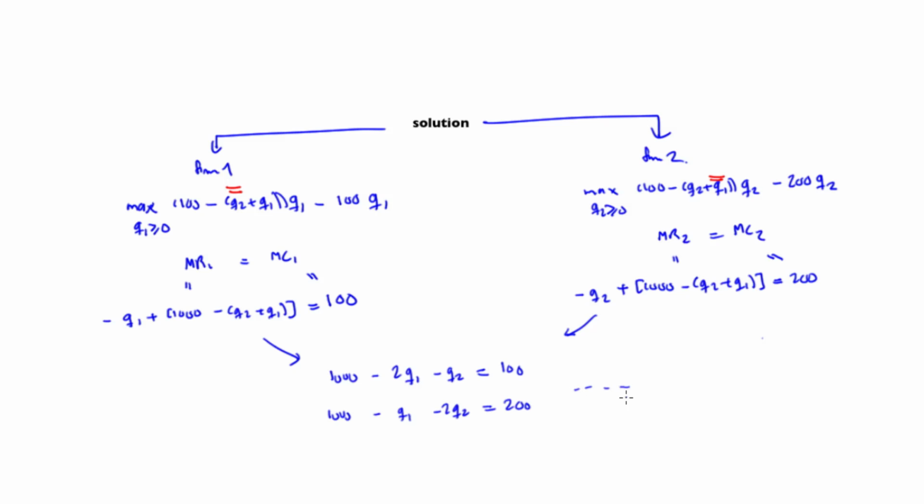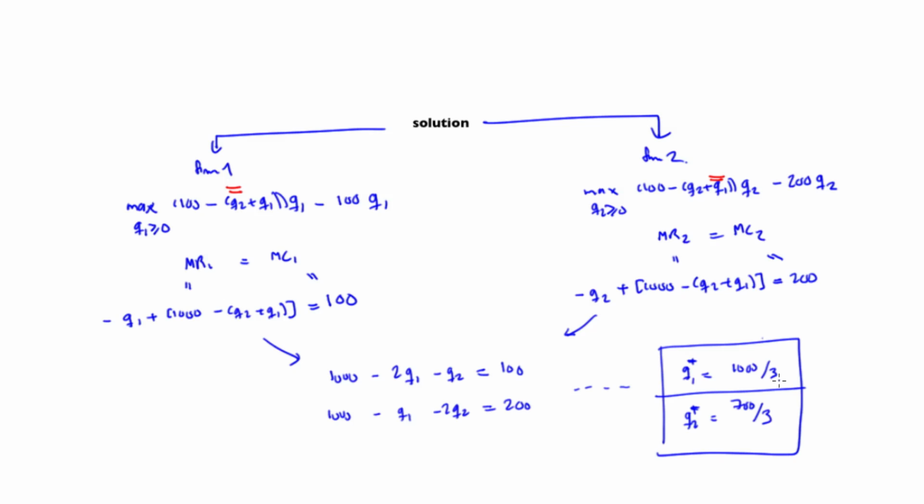And if you do the algebra, what you get is that Q1, or Q1 star in equilibrium, is 1,000 over 3, and Q2 star is equal to 700 over 3. Let's check our economic intuition a little bit. It would make intuitive sense that the firm that has a lower marginal cost will end up producing more, and that is indeed the case.